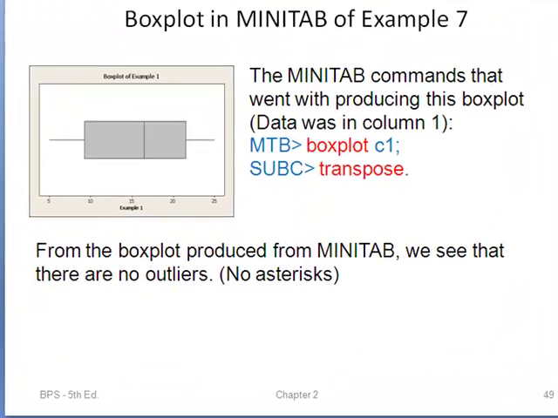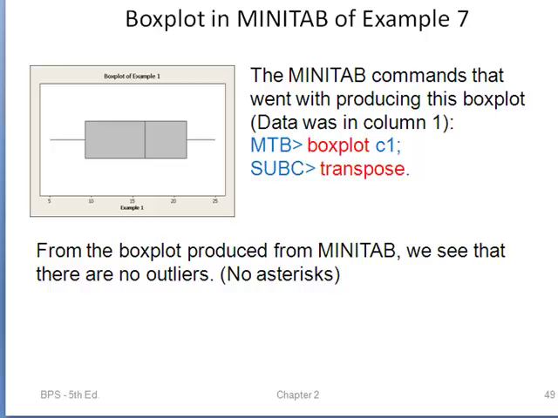Now this is the command we use to get a box plot. And what's nice about Minitab is Minitab will let us know that we have an outlier. If we see asterisks on the left or right-hand side of our box plot, that's telling us we have outliers. And our whiskers, or the lines, will not go out to our maximum and minimum data value. If we have outliers to the right, then the whisker or the line will go to the upper fence.